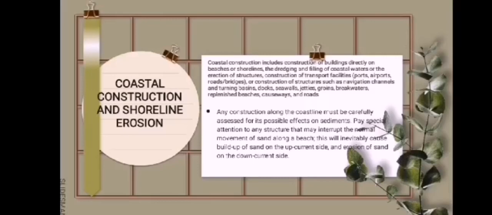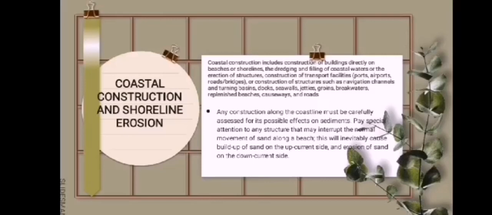So the next topic is coastal construction and shoreline erosion. So what is coastal construction? This includes construction of buildings directly on beaches or shorelines, the dredging and filling of coastal waters, construction of transport facilities, or construction of structures such as navigation channels and turning basins, docks, seawalls, jetties, groins, breakwaters, replenished beaches, causeways, and roads.